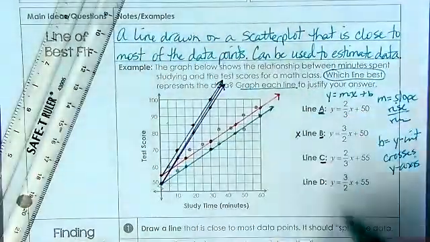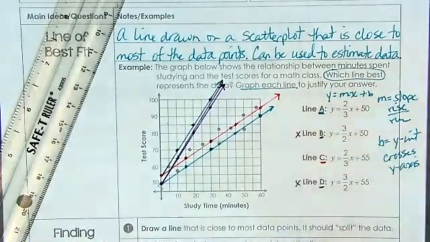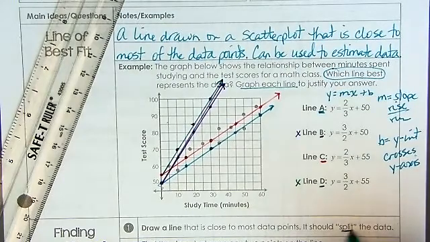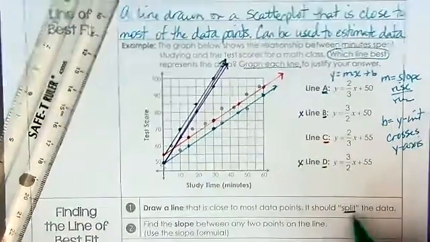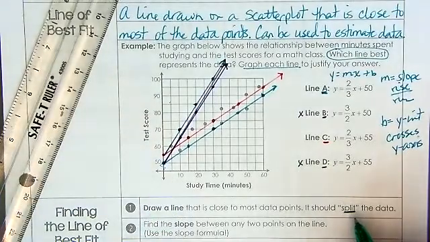I see, well, both B and D are way off the mark. Now I've got to think about which one. Okay. Draw a line that is close to most of the data points. It should split the data. So this, I'm going to kind of think this applies to below, but it kind of helps us here. I want to have points. It wants to be kind of halfway in between.